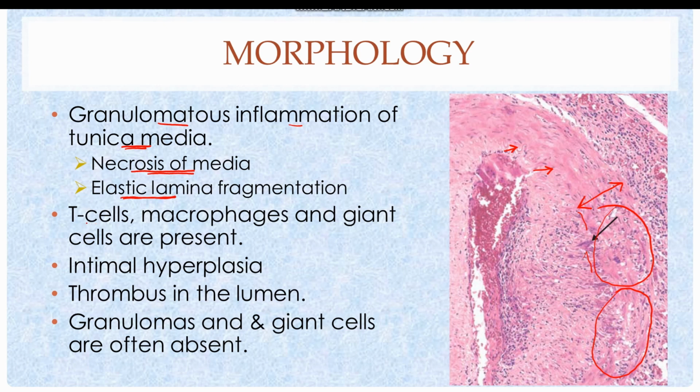The main inflammatory cells present are CD4 T cells, macrophages, and the giant cell is present in almost 75% cases of giant cell arteritis. This here is a giant cell. So what exactly is a giant cell?